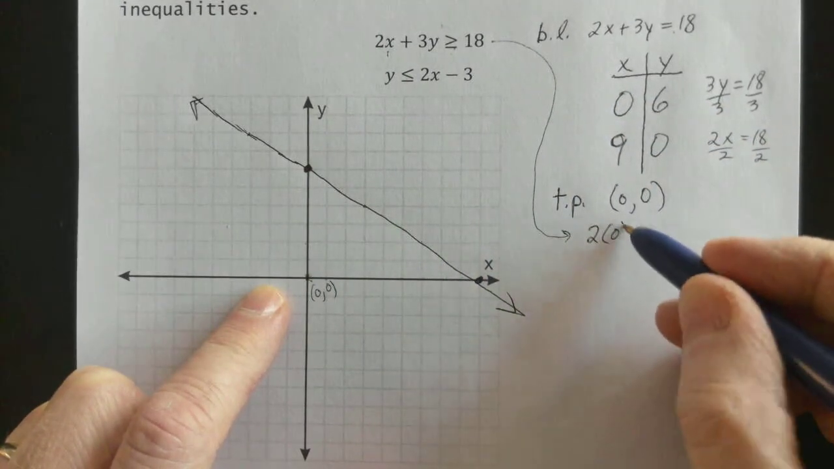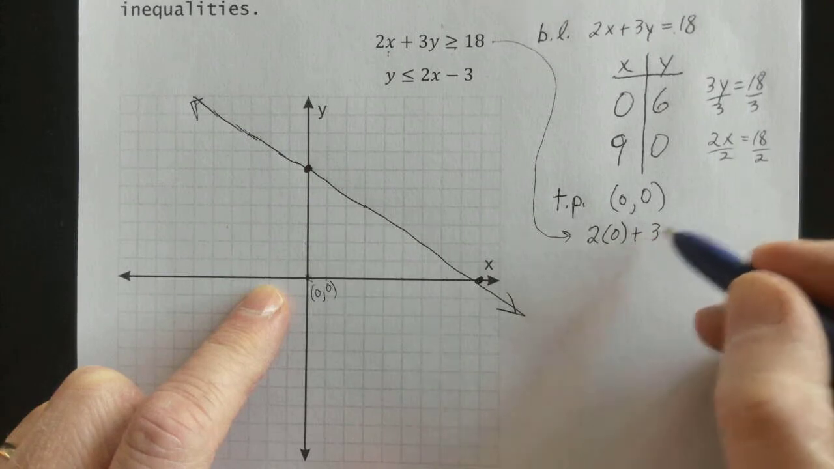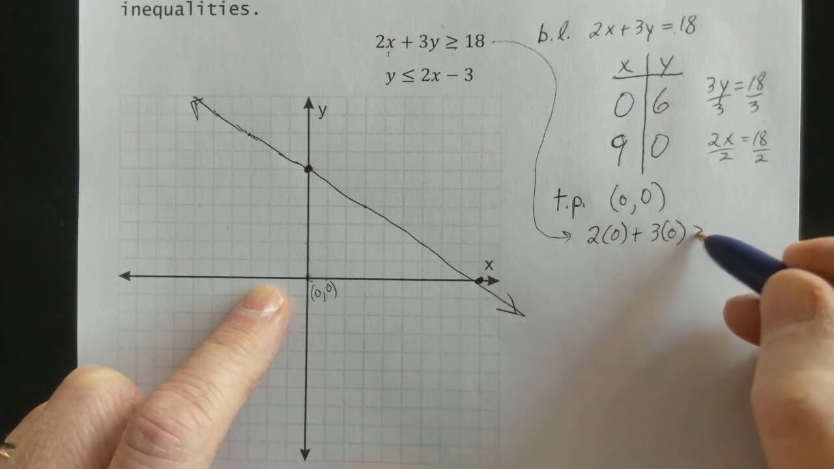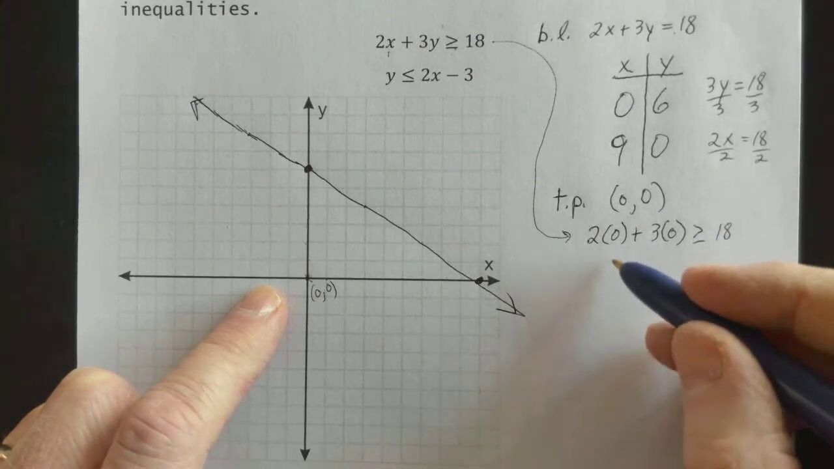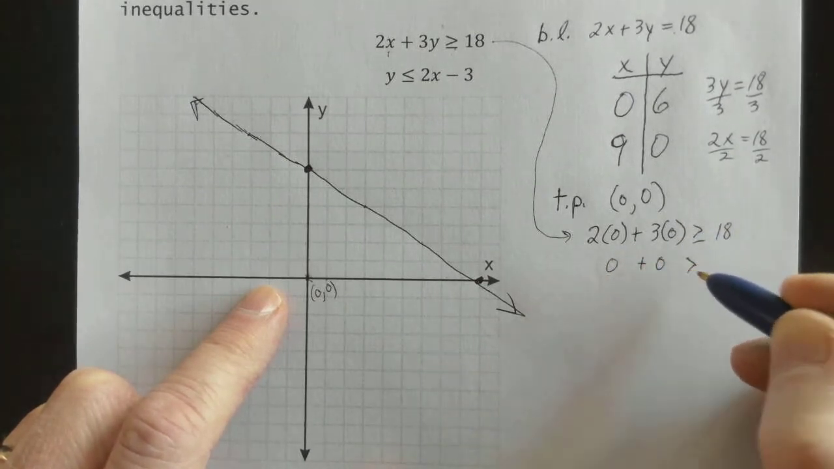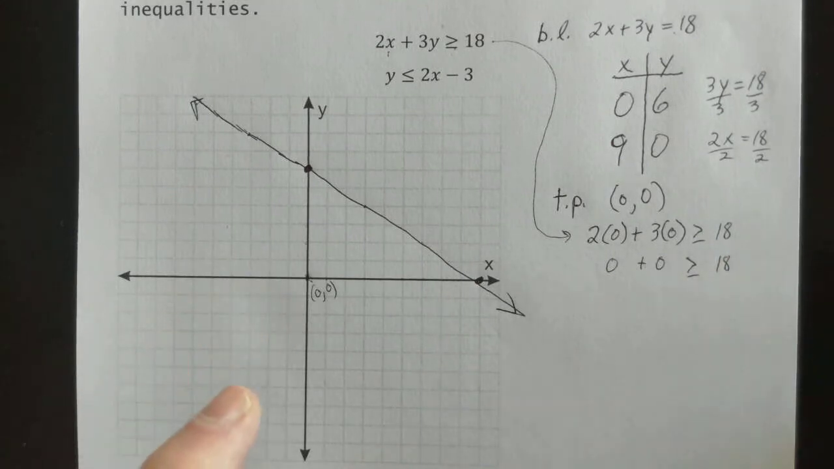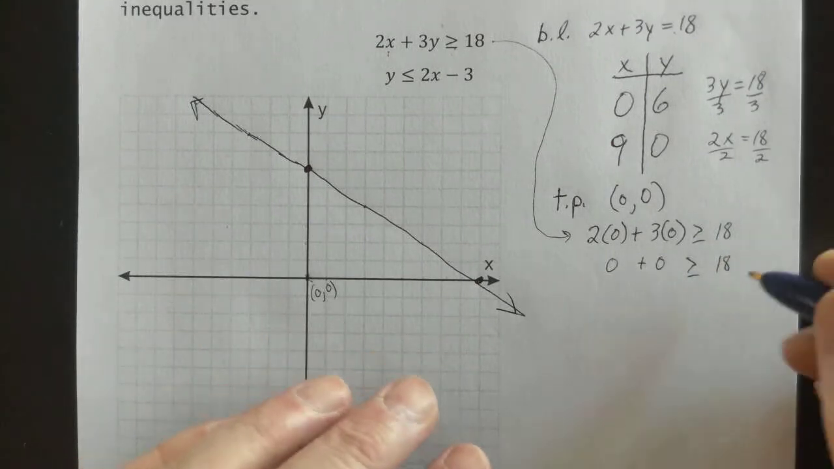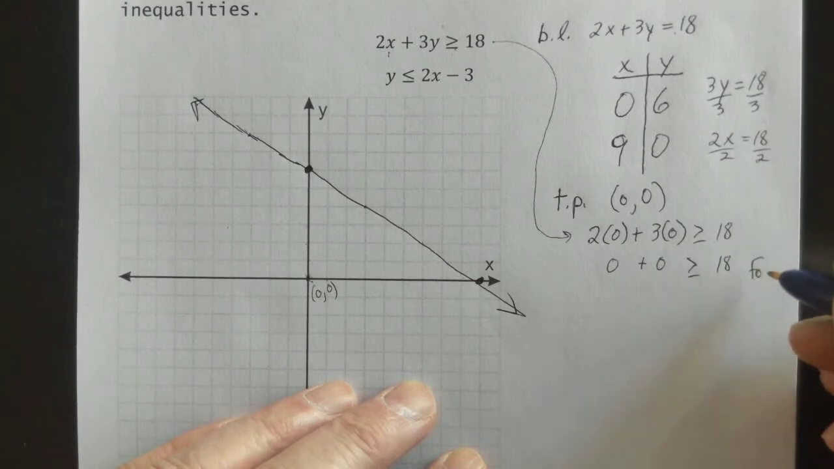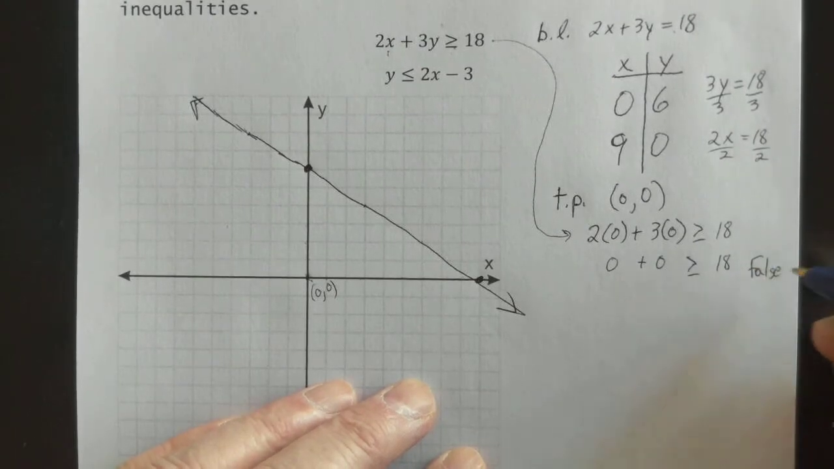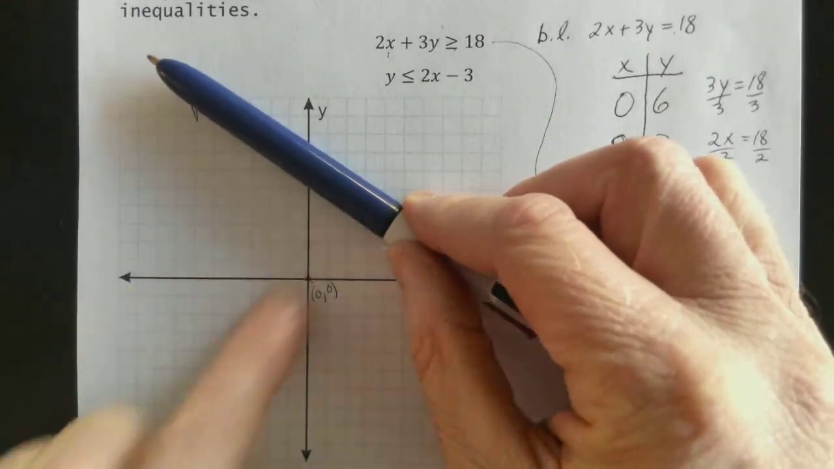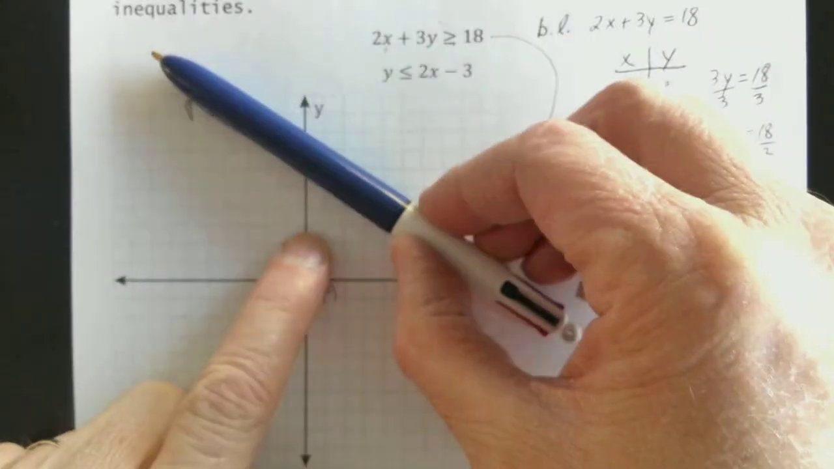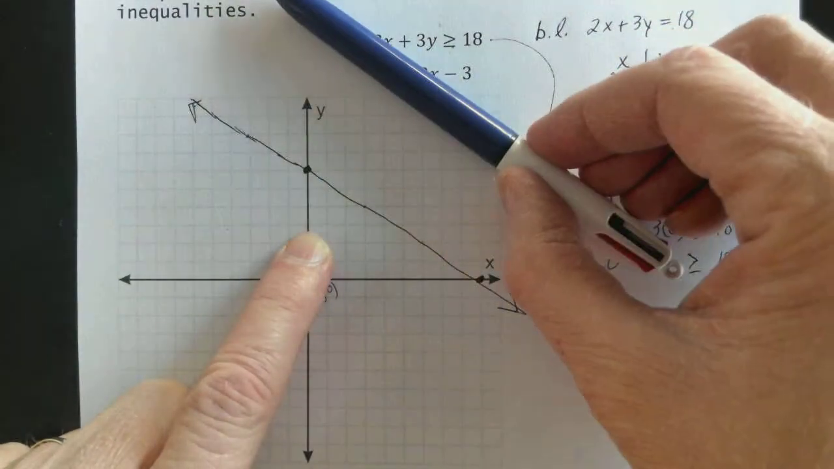2 times 0 plus 3 times 0 is greater than or equal to 18. That's 0 plus 0 is greater than or equal to 18. Tell me, true or false? False. 0 is not greater than or equal to 18. That means the points on this side of the boundary line don't work. The points on this side of the boundary line do work.